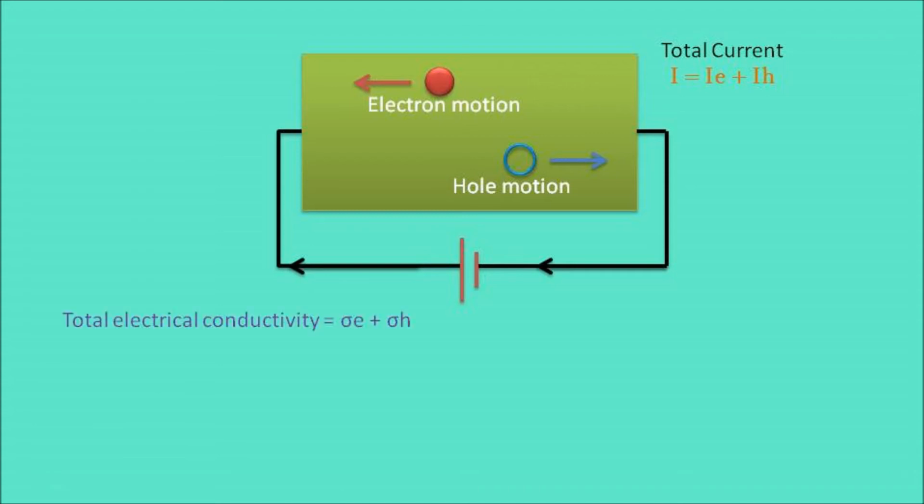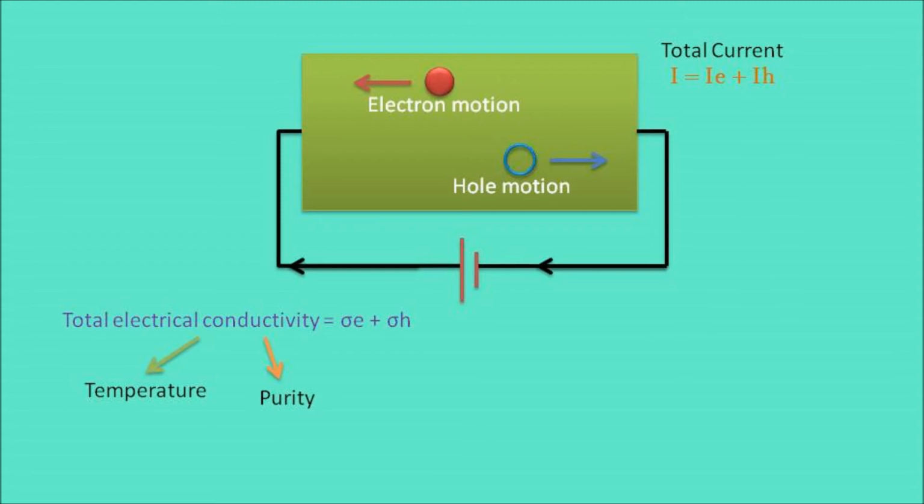Thus, the total electrical conductivity in intrinsic semiconductors is the sum of conductivities due to both free electrons and holes. This total conductivity depends on the temperature. The conductivity is very low at low temperatures, but as the temperature increases, the concentration of free electrons and holes increases, thereby the conductivity increases.